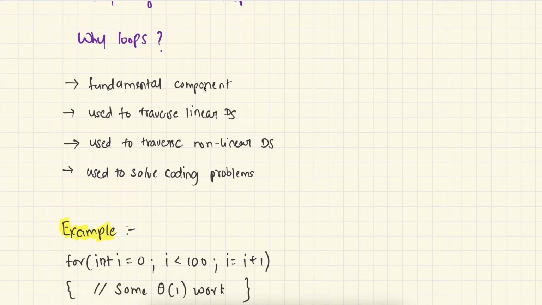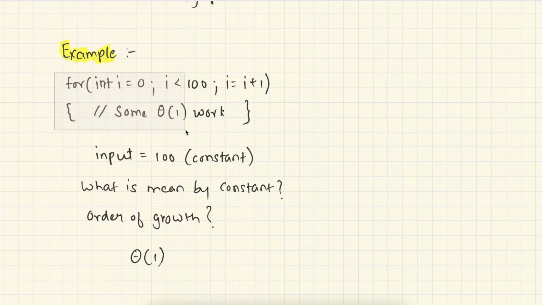Alright, so let's start with our first example. In this example, we are running a loop from i equal to 0 till i less than 100. It means we are running the loop from 0 to 99, and in each iteration we are increasing i by 1, and inside this loop we are just doing some constant work. It means theta 1 work.